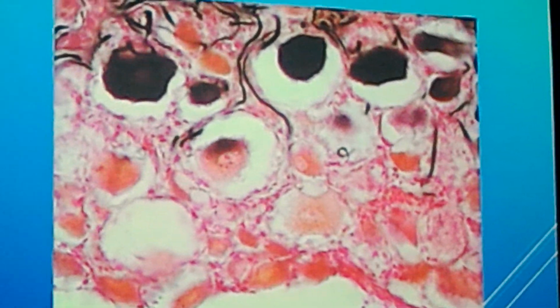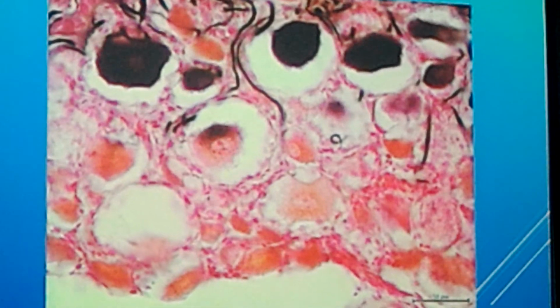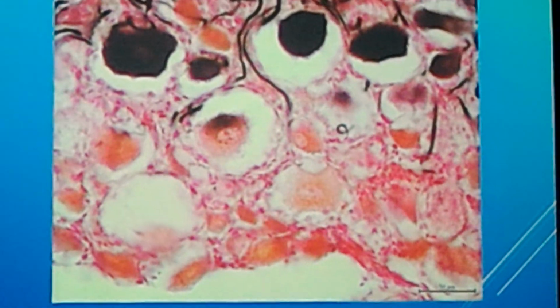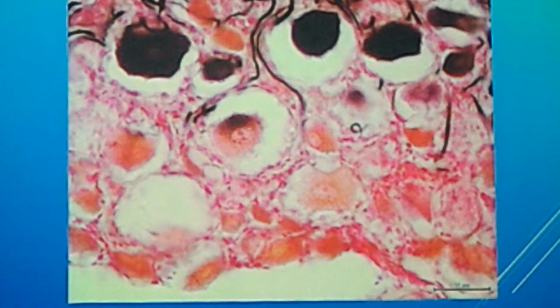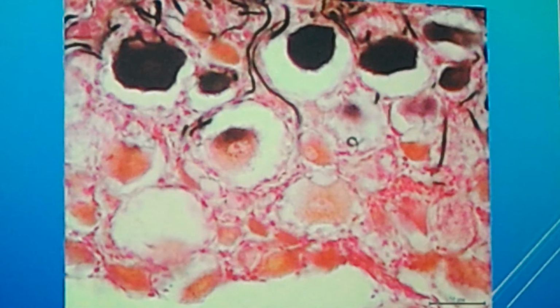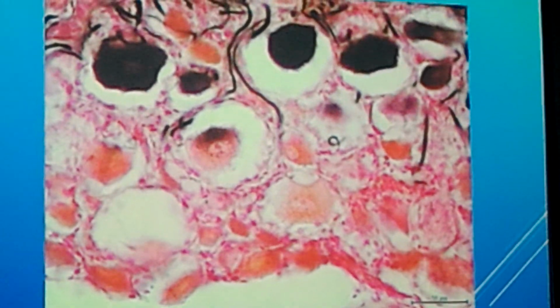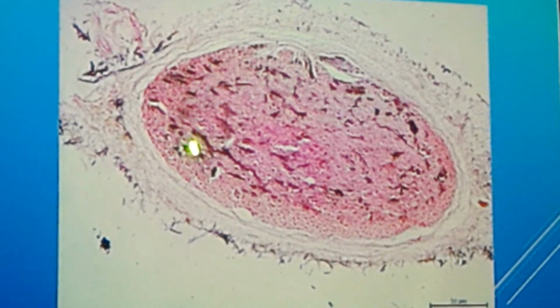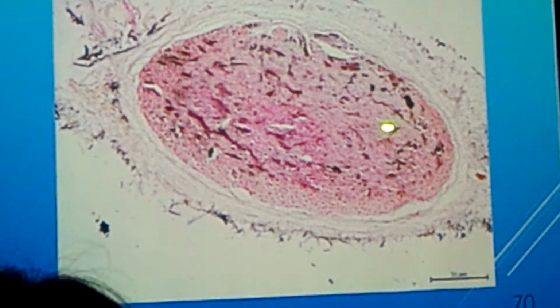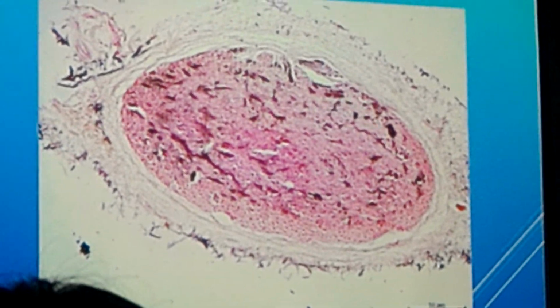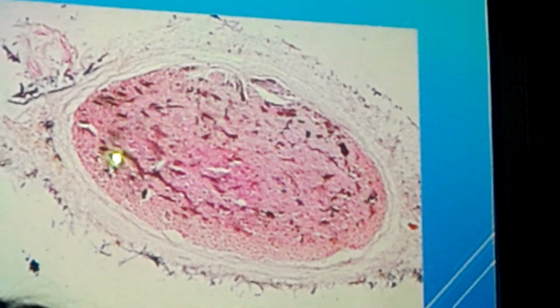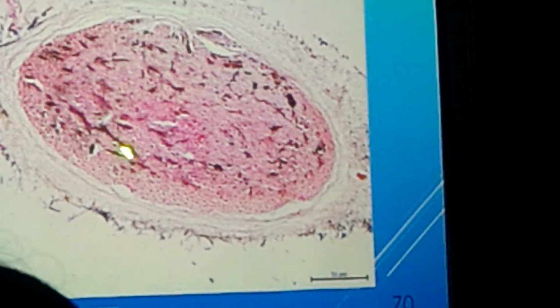Classify this organ according to number of processes. Pseudo-unipolar. According to function, sensory. Satellite cells. What other structure? Dorsal ganglion. This is your sympathetic. Okay? Look at the arrangement now of the cell bodies and the fibers. The term we use is interspersed. They are not clustered. Okay?